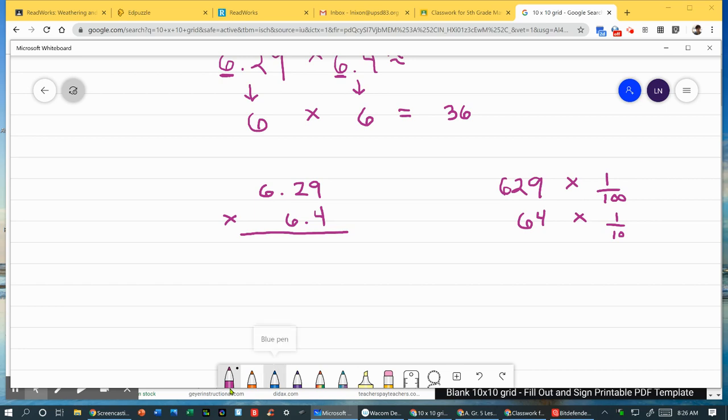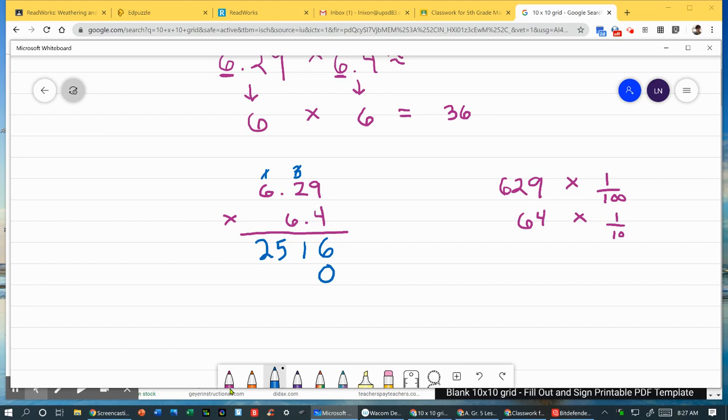Okay, if you did the multiplication correctly, here's what it would look like. 4 times 9, 36. 4 times 2 would be 8, plus 3 more would be 11. 4 times 6 would be 24, plus 1 more would be 25. Now I'm going to do the 60, remember 60 of something, times 629 of something. So I need a 0 in the ones column.